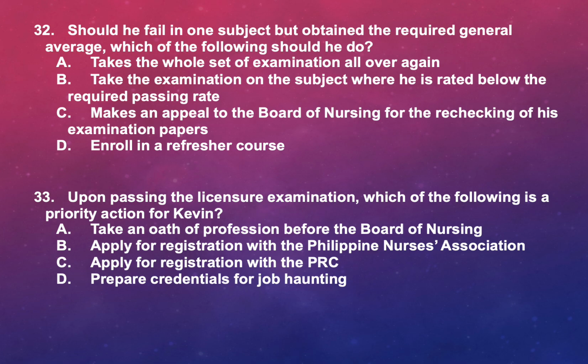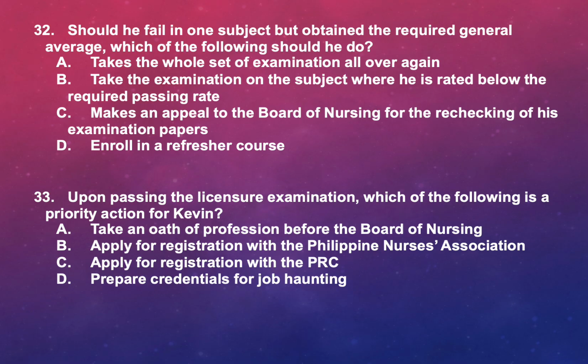32. Should he fail in one of the subjects but obtain the required general average, which of the following should he do? Take the examination of the subject where he's rated below the required passing rate, make an appeal to the Board of Nursing, or enroll in a refresher course. Answer: you need to take the examination of the subject where you're rated below, but you need to have 75% of that. No, not anymore 60. So the advice is take the overall. 32, answer Bravo.